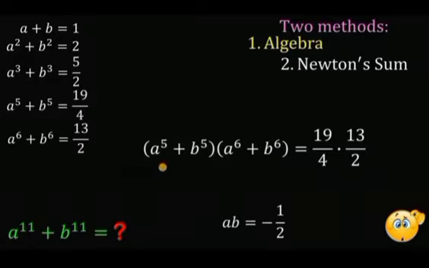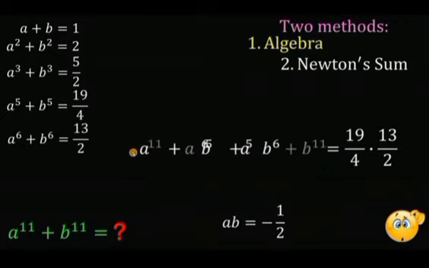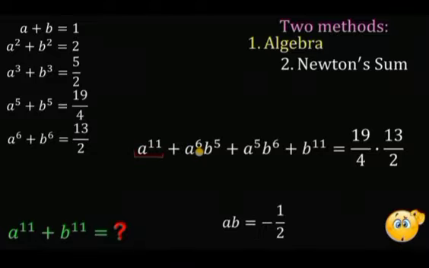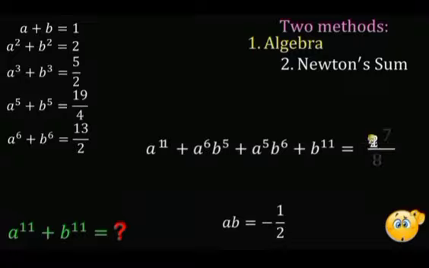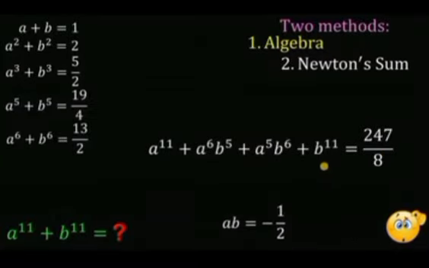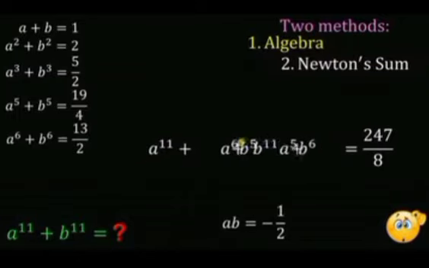Now, if we multiply a raised to the 5th power plus b raised to the 5th power times a raised to the 6th power plus b raised to the 6th power, you get something like a raised to 11 plus a raised to the 6th power times b raised to the 5th power plus a raised to the 5th power times b raised to the 6th power plus b raised to the 11th power. And this is what we want. Now, let's simplify first the right-hand side of our equation. 19 over 4 times 13 over 2 will give us 247 over 8.